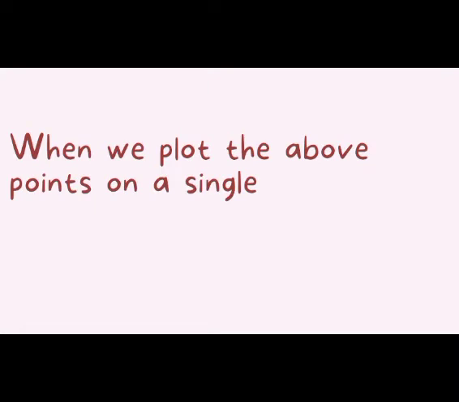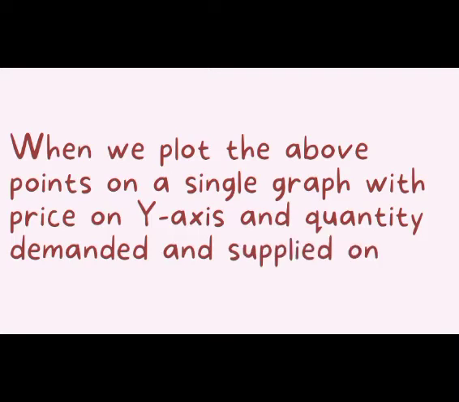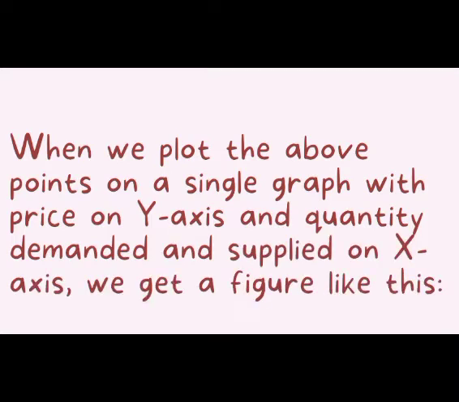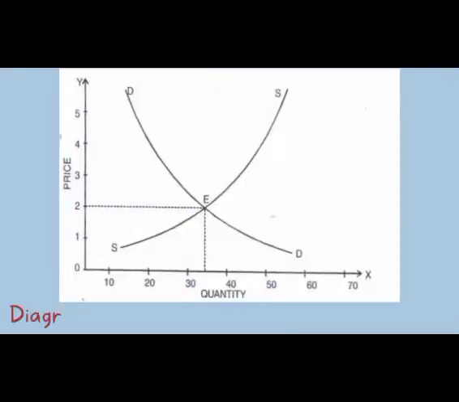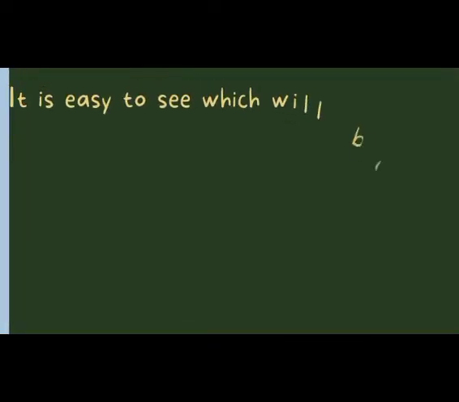Now when we plot the above points on a single graph with price on y-axis and quantity demanded and supplied on x-axis, we get a figure like this. Now this is a diagram of determination of equilibrium price. Now we have our E as our equilibrium, we have 2 as the price and 35 as the quantity.